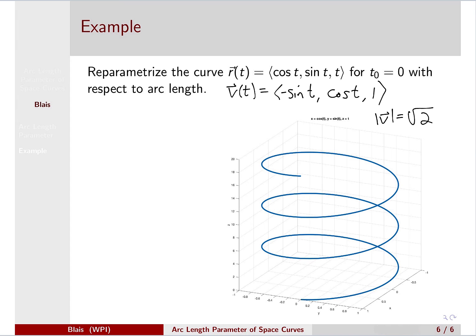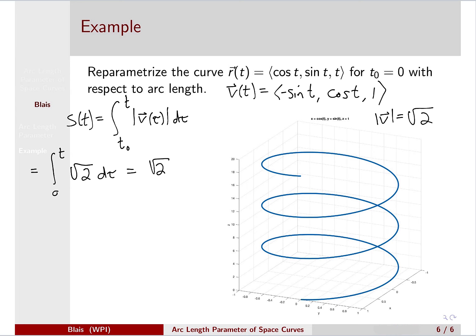Thus, our arc length parameter, s of t, by definition, is the integral from t naught to t of the magnitude of v of tau d tau. T naught in this case is 0. So the integral from 0 to t of root 2 d tau, which we see is root 2 tau evaluated between 0 and t, or root 2 times t.